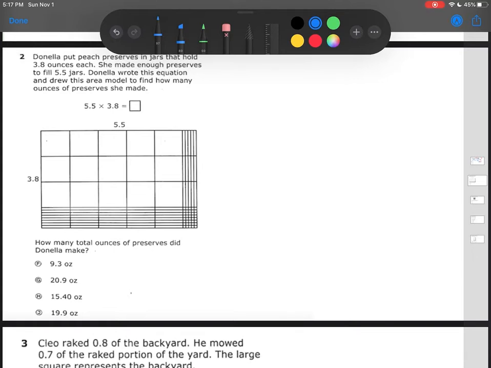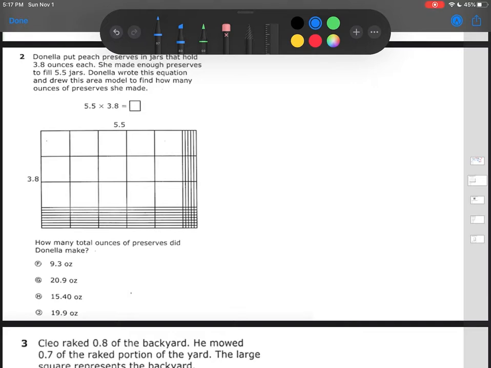Let's look at our next question. Let's look at number 2. So we have that Danella put peach preserves in jars that hold 3 8/10 ounces each. She made enough preserves to fill 5 5/10 jars. Danella wrote this equation and drew this area model to find how many ounces of preserves she made. How many total ounces of preserves did Danella make?